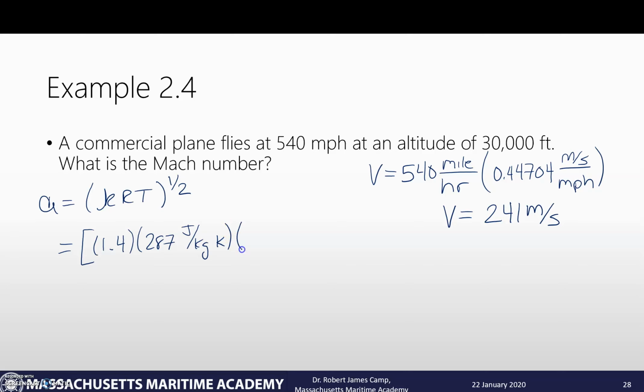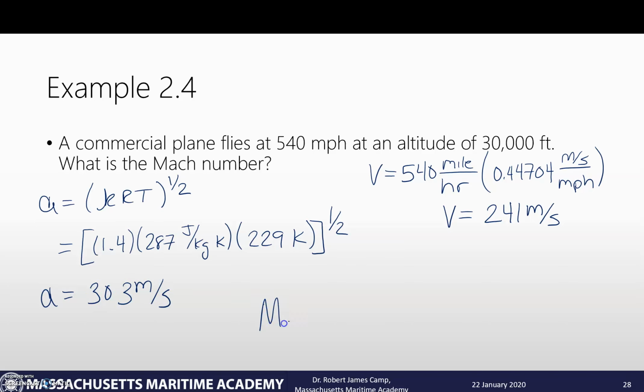So if we look up 30,000 feet, the temperature at 30,000 feet would be 229 Kelvin. And so we raise that to the half because it's the square root. And so we will find the speed of sound is 303 meters per second.